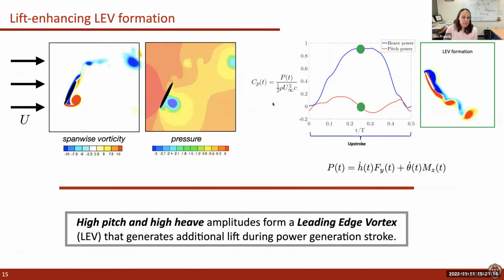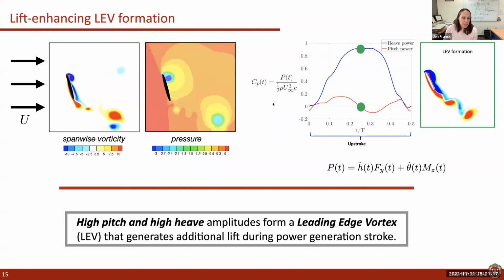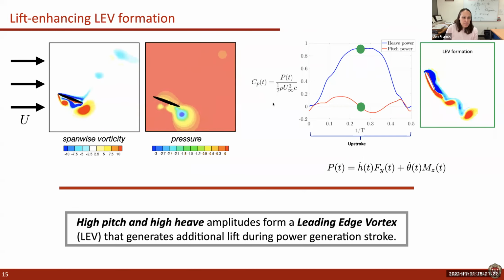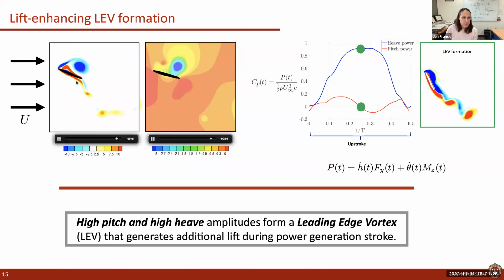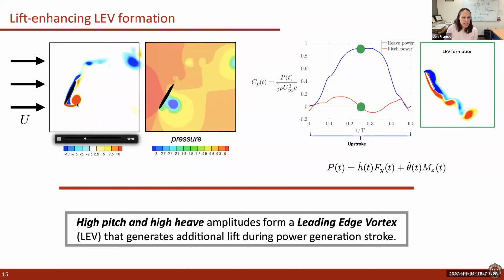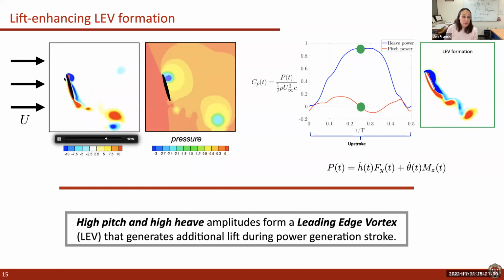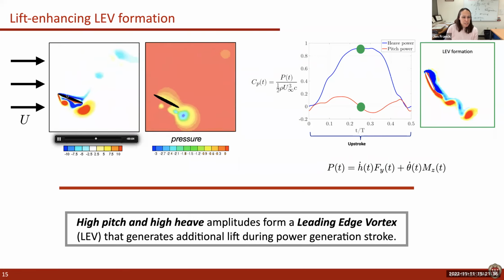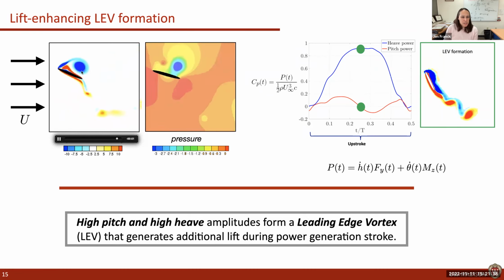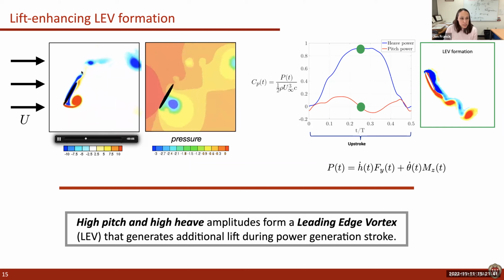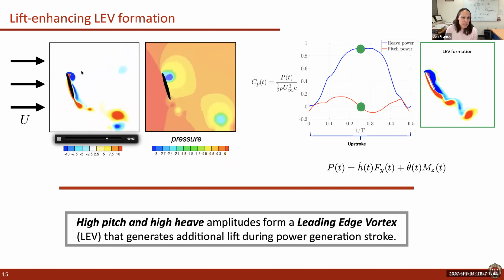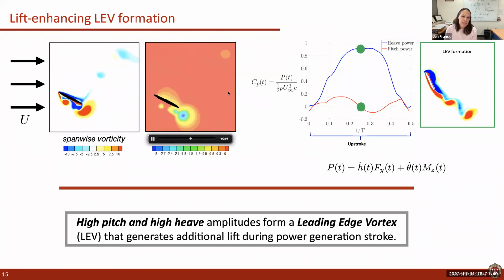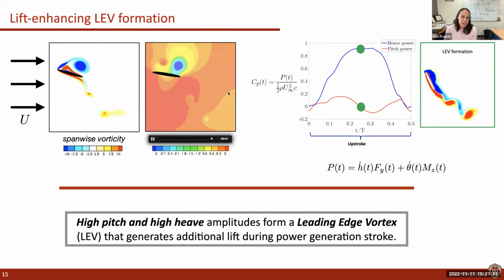All right, so here's some examples of the simulation. Here we're looking at the span-wise vorticity and the pressure field. What I want to emphasize first is you can see the stroke is symmetric. As the foil moves down, you have a red vortex, and as the foil moves up, you have a blue vortex forming. These vortices on each half stroke are called a leading edge vortex. And these leading edge vortices correspond with a low pressure region, and that low pressure region is giving us an extra boost in lift.